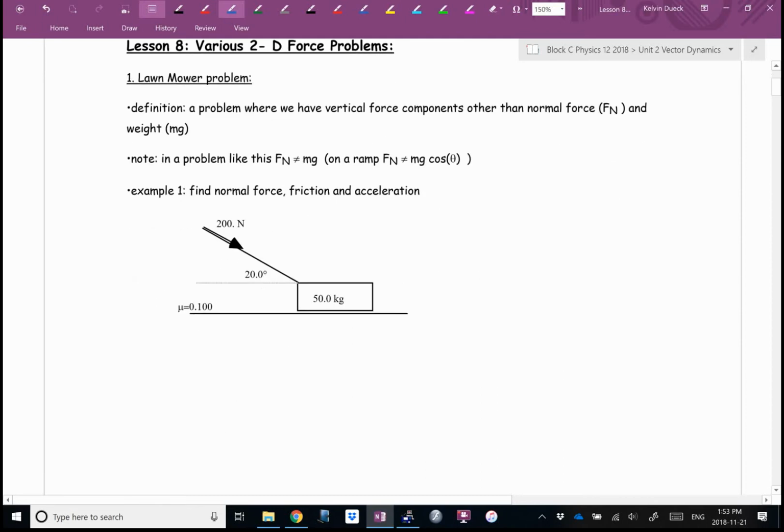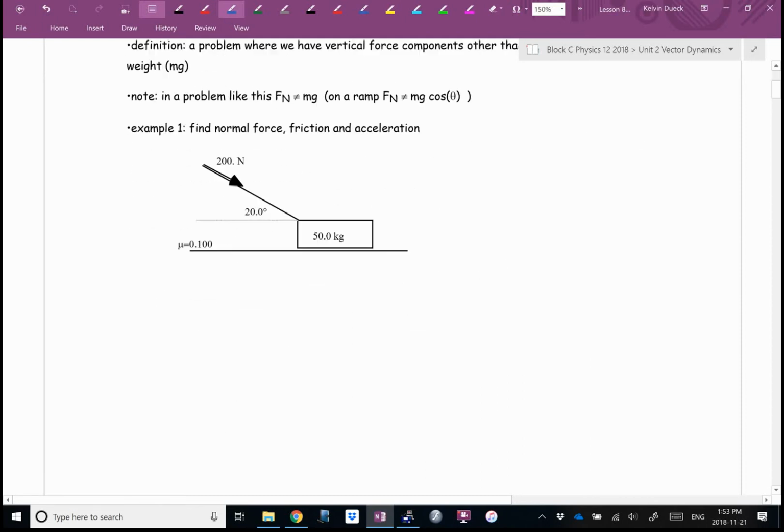I like example one. Example one is a nice question. The only problem is this diagram was misbehaving. It looks like it's floating a little bit above the ground. It shouldn't be. It should be touching the ground. So kind of just imagine that it's perfectly touching the ground there. Oops.